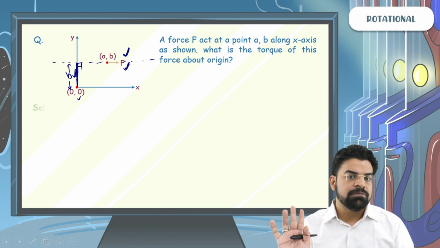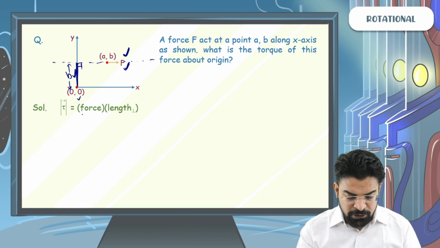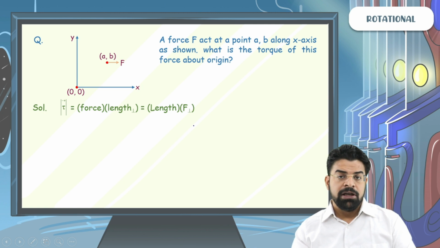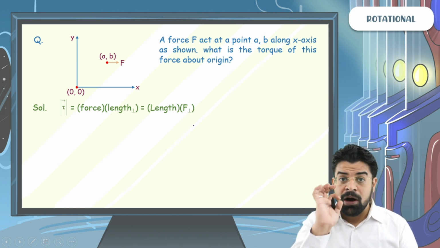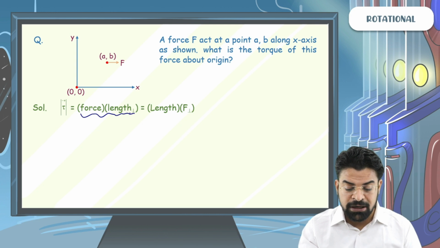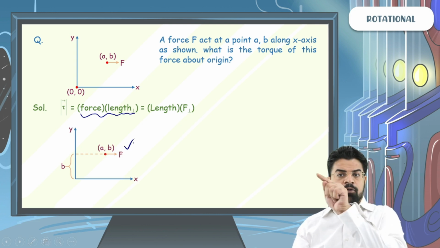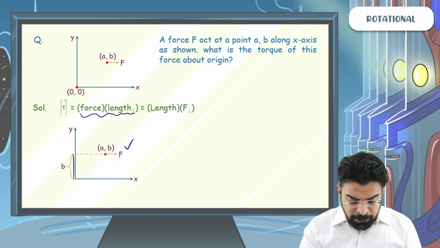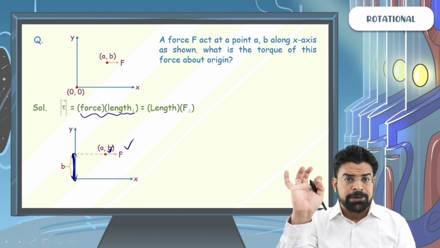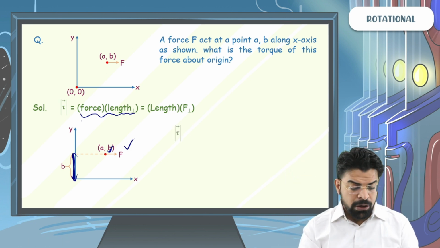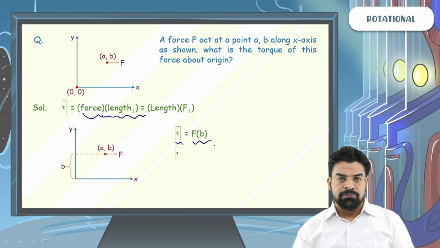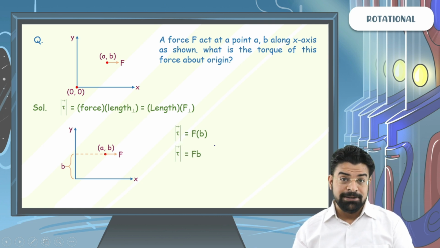End of discussion. So you can say torque equals force times length perpendicular or length times force perpendicular. Here it will be beneficial for us to answer quicker to use force times length perpendicular. So better extend the line of action of force. When you extend the line of action of force and drop a perpendicular, this length comes out to be nothing but the y coordinate of this point, which is B. So you can simply say, using torque equals force times length perpendicular, torque equals simply FB. Nothing else. So easy, right?